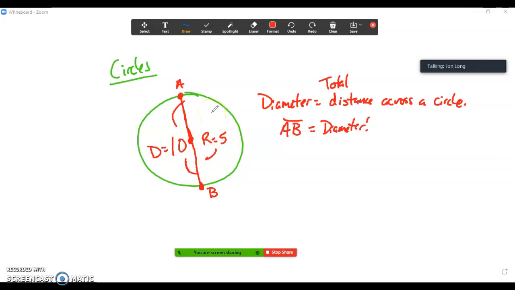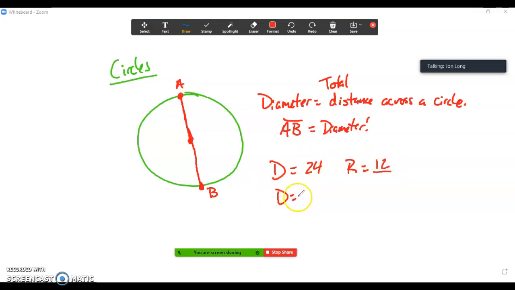Okay? So let's try just a few others real quick. On your paper, diameter equals 24. Go ahead, fill in what the radius is. That's right, it's 12. This time diameter is 11. Go ahead, put in what the radius is. Well, radius is half of a diameter. Oh, that's right, it's 5.5.